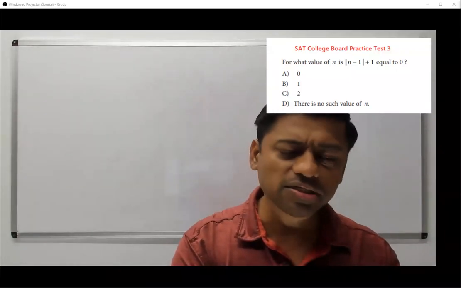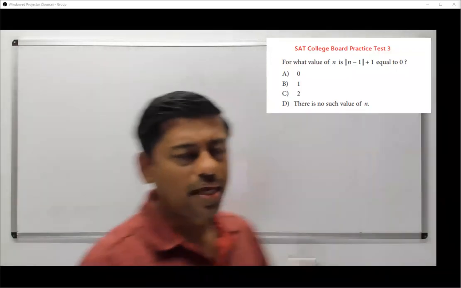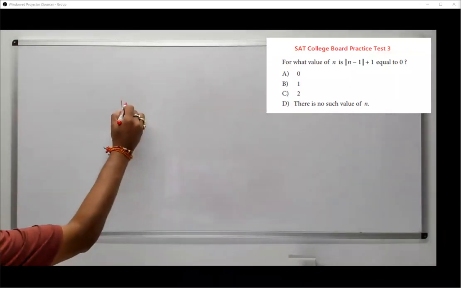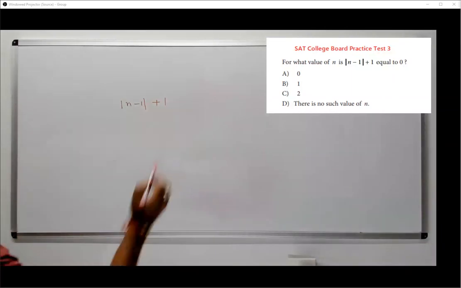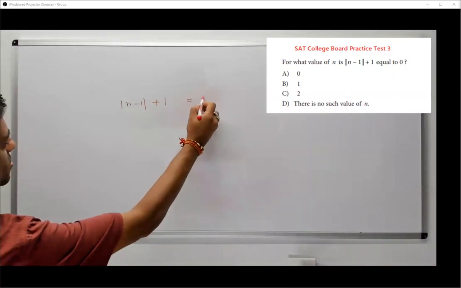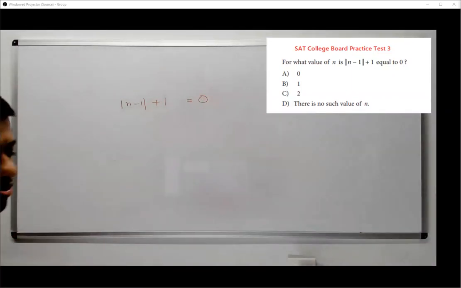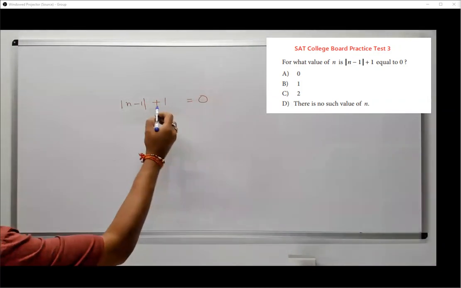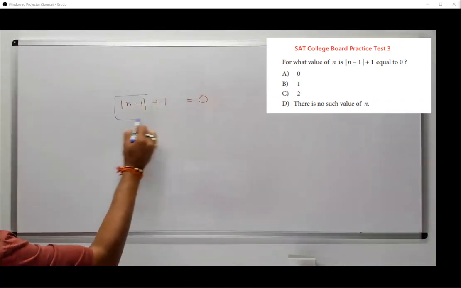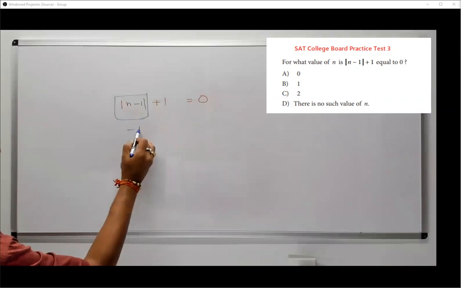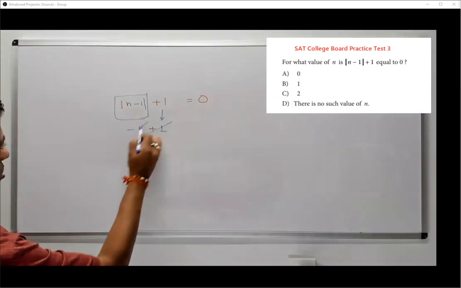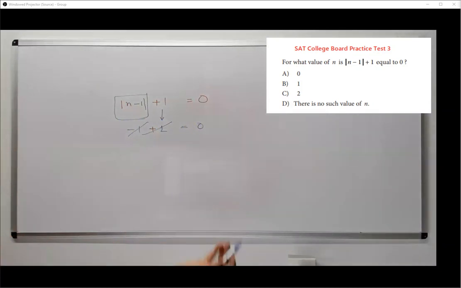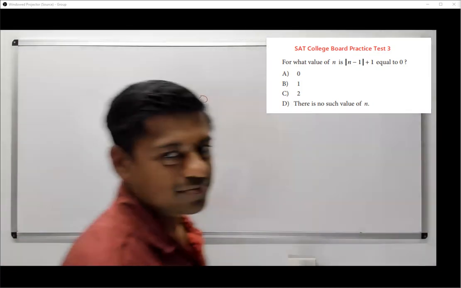See, the expression is just a logical expression, okay? It is given as |n - 1| + 1, and they are saying this is equal to 0. Fine, but how will it become 0? Only when this becomes -1, and the +1 is already here, and then they cancel and become 0, right? This is the only way. Yes.